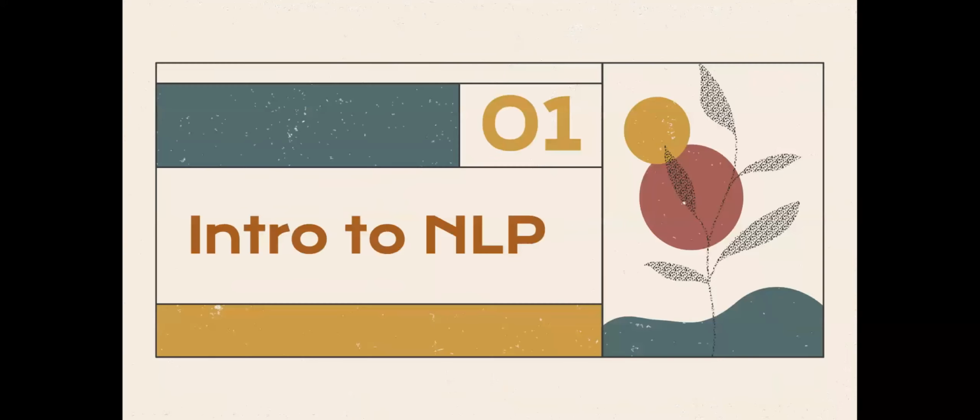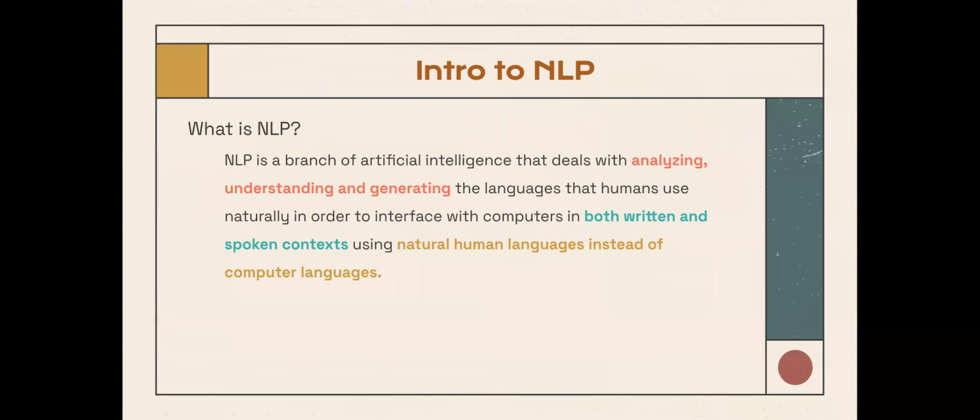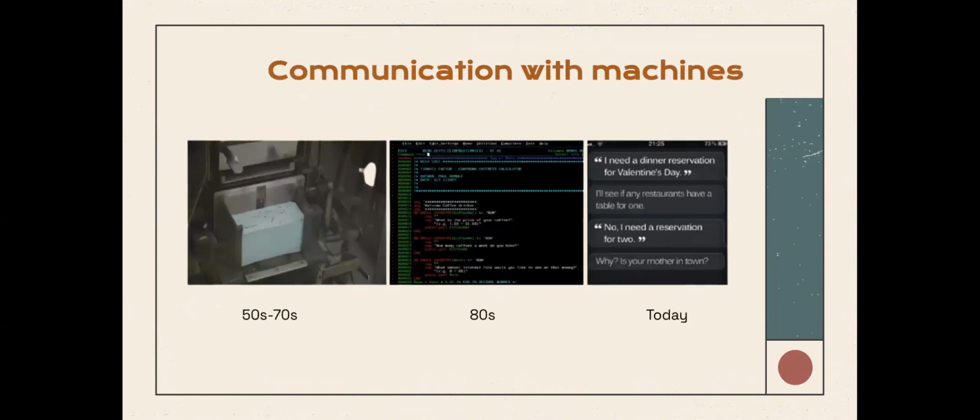Okay, so intro to NLP. For beginners, NLP is a branch of artificial intelligence that deals with analyzing, understanding, and generating the languages that humans use. It is supposed to interface with computers' logic as well, in both written and spoken contexts. So it uses natural languages instead of a computer language, like code. Many of you computing students know maybe 4 or 5 different coding languages. But NLP is supposed to be a game changer in how we interact with our computers and do different tasks.